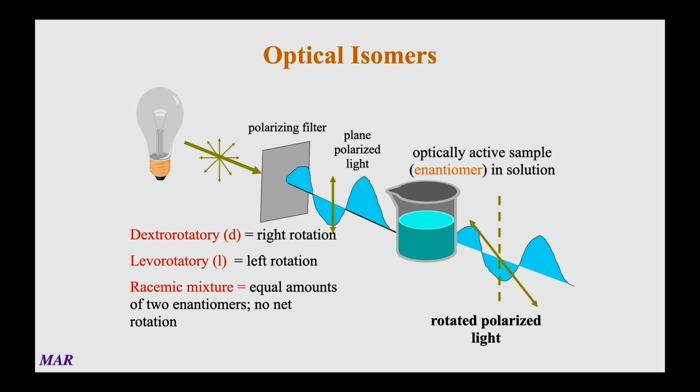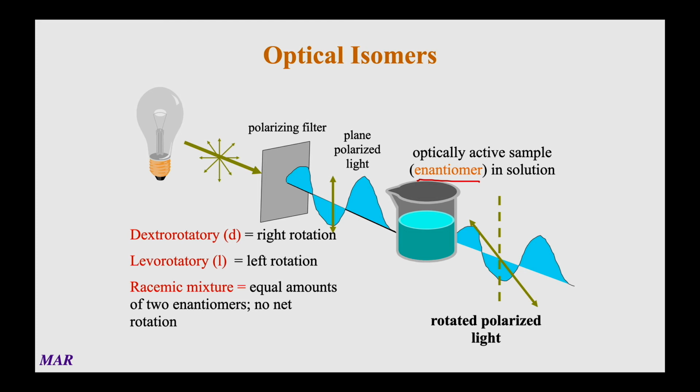So if you have an enantiomer, only the left hand or only the right hand, you will see the light rotated to the left or the right. It's pretty cool. This is a way they can detect if you have enantiomers. But the problem with this is that a lot of times when you're making these, you'll end up with just as much left-handed stuff as right-handed stuff. They call those racemic mixtures.